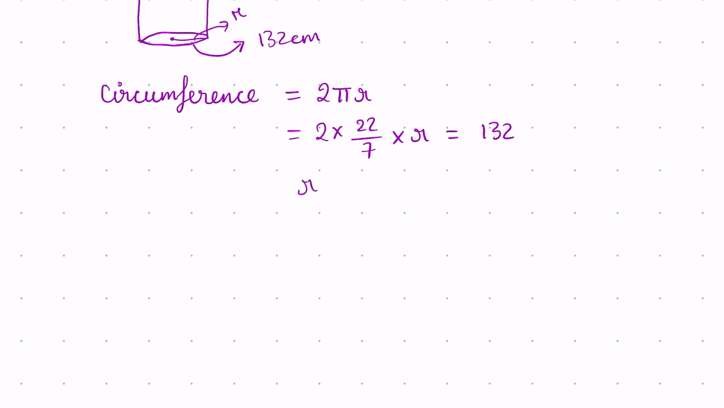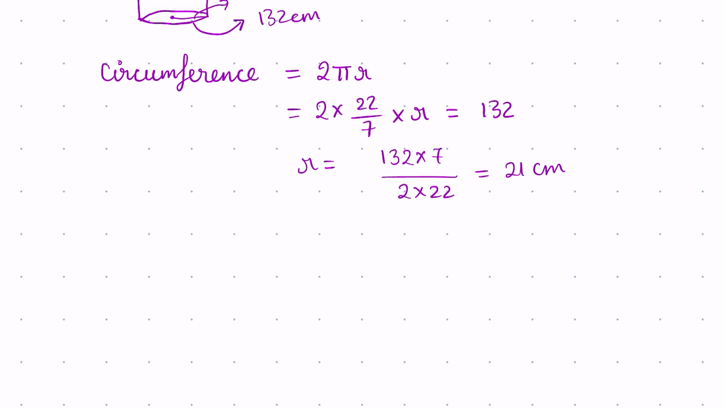So r is nothing but 132 times 7 divided by 2 times 22, which, on simplification, we'll get r is equal to 21 centimeters. Okay, how can we simplify this? Well, let's start slowly. We try to divide 132 by 2, that's nothing but 66, and well, 66 divided by 22 is just 3, and 3 times 7 is 21. So that's our answer.